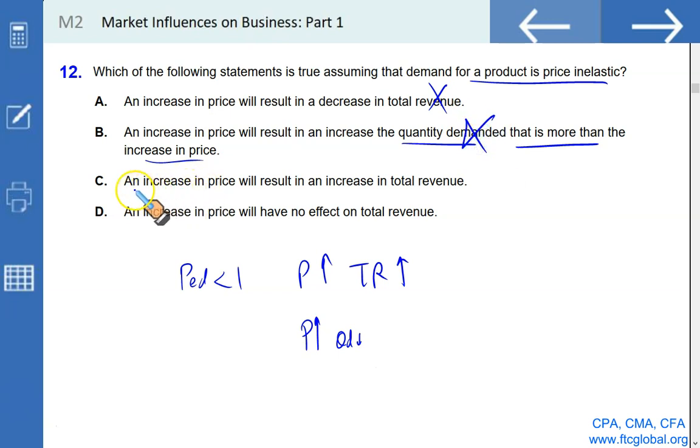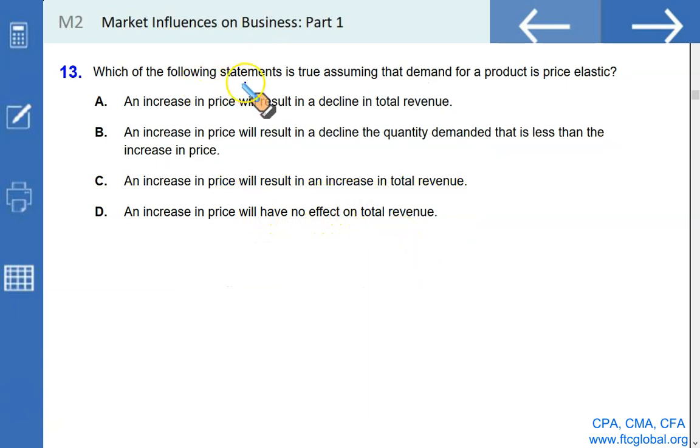What about C? An increase in price will result in an increase in total revenue, and this is what we just discussed a little while ago. So that makes C the correct option. Let's see D. An increase in price will have no effect on total revenue. Ridiculous. Which of the following statements is true, assuming that demand for a product is price elastic?